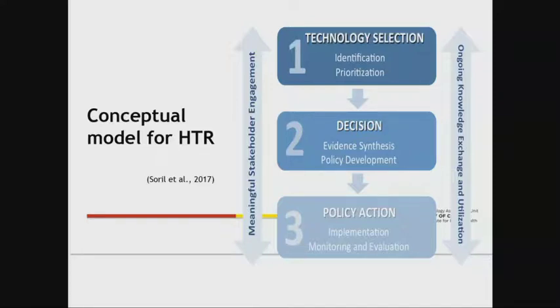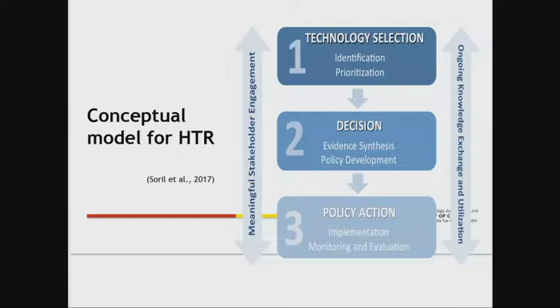Next, we need to make a decision. And this is where HTA would fit, or the tools of evidence synthesis. And then that would be fed into a policy development process where the outcome would be some kind of recommendation. The third and crucial phase, where I feel that we need the most work and we often fail fast, is the policy action phase. So here we really need somebody to do something within the system. So we need implementation, and then we need ongoing monitoring and evaluation to see if what we did actually worked and achieved what we hoped it would achieve, and didn't achieve things that we really didn't intend it to achieve.